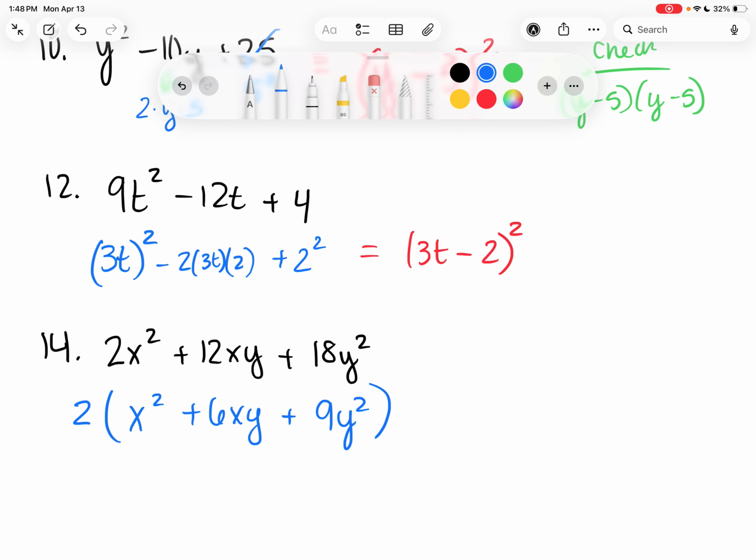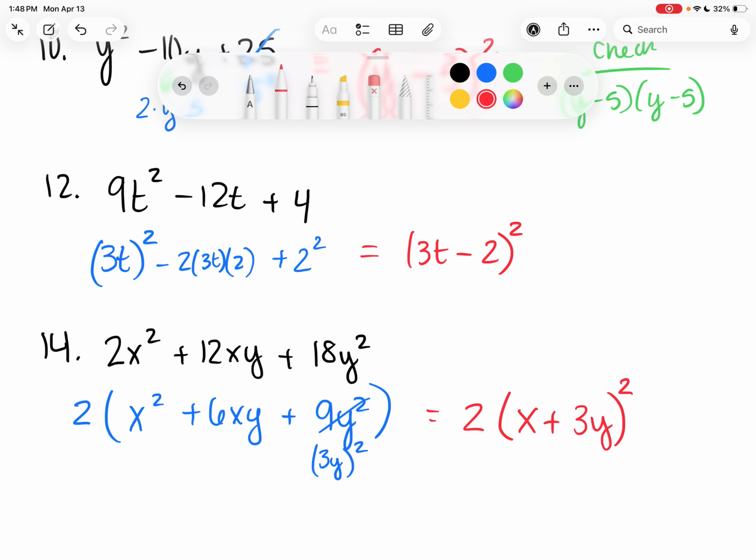Yes, because x squared and then the 9y squared, this is really the same as 3y all squared. The middle term is 2 times the first term, which is x, times the last term, which is 3y, and so that would be 6xy. So that means that this is now a perfect square trinomial. The only difference is I have that 2 out front that's going to stay in front. Okay, so this is going to be 2, and then what's left over? So x, sign of the middle term, so plus, last term, 3y, all squared.